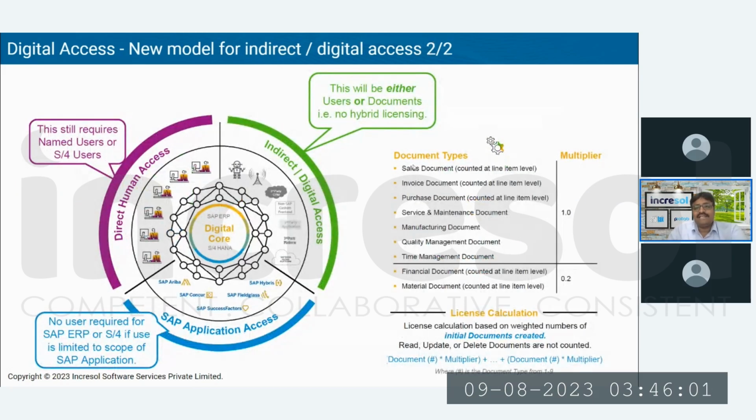You see that there are 9 document types SAP has identified. They come under the digital access criteria or indirect access criteria. Now, what are those 9 documents? Sales documents like sales orders, sales quotations, scheduling agreements, invoice documents, purchase documents, service or maintenance documents, manufacturing documents. These are the different 9 types of documents SAP has identified. If you are developing some application or integrating with some CRM or HRMS, whatever the application you are using, if it interacts with SAP and creates any one of these 9 documents, that will fall under the indirect digital access criteria.